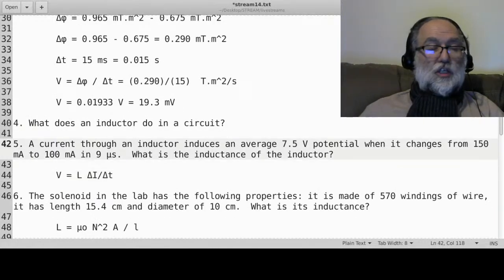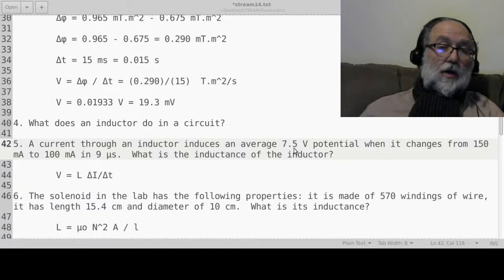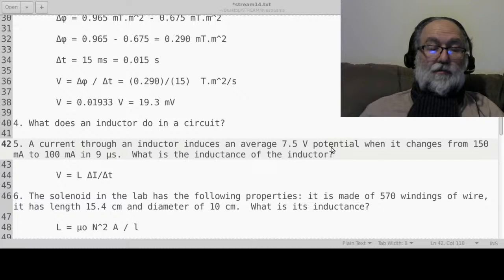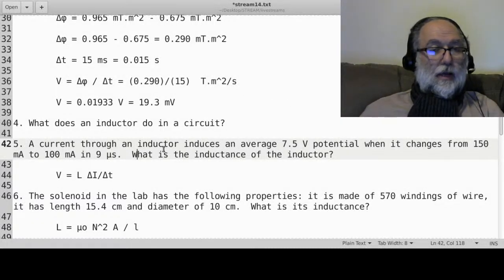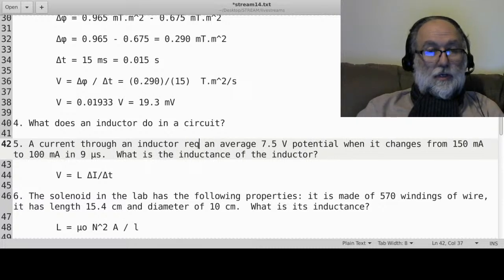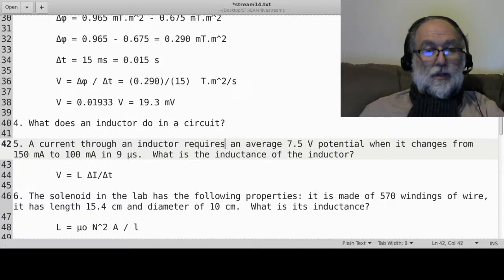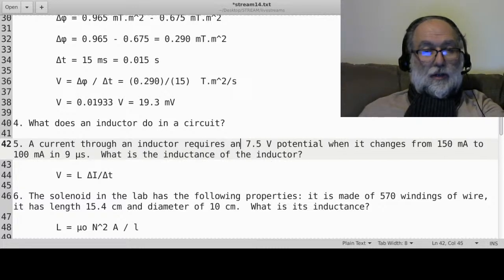All right, so here's a question to try to make use of that definition. A current through an inductor induces an average voltage of 7 volts. I don't know if I wrote this right. Nah, I didn't write it right. A current through an inductor requires, that's a better way to write it, requires a 7.5, let's get rid of the word average. I know why I put it in there, but this will read better.